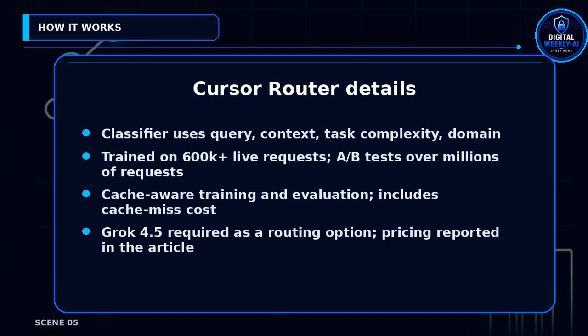Cursor reports Grok 4.5 is required as a price-efficient option. MarkTech Post reports Grok 4.5 pricing at $2 per M input and $6 per M output tokens. Fast variant $4 per M input and $18 per M output.